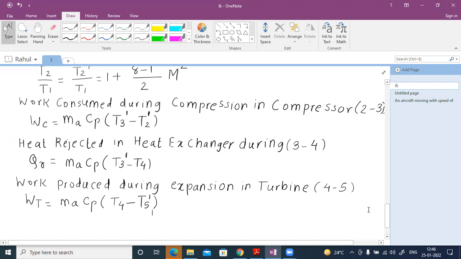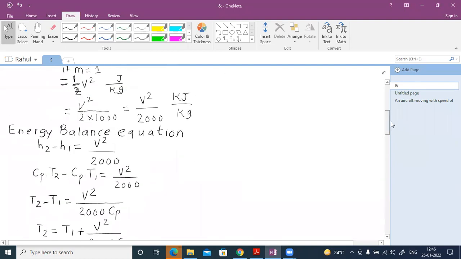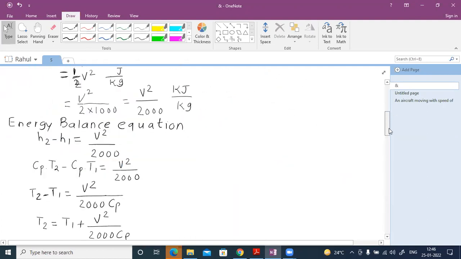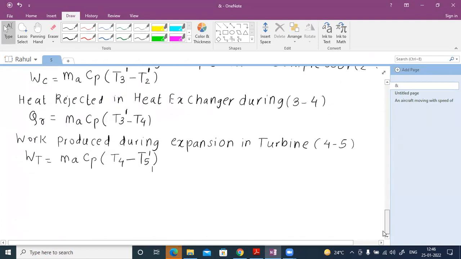You can see here, 4 to 5 is ideal, and 4 to 5 dash is the actual. That is what is shown in the diagram. Is that okay? Have you got how to calculate this work produced during expansion? Yes. Is there any problem?